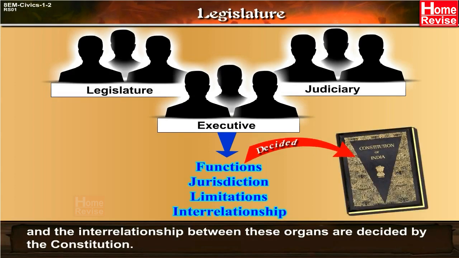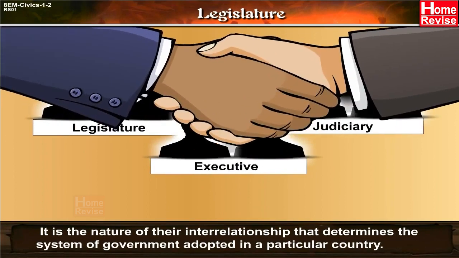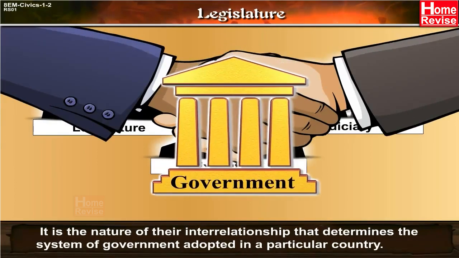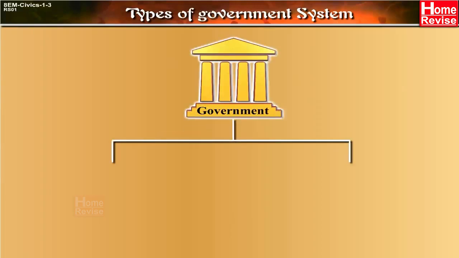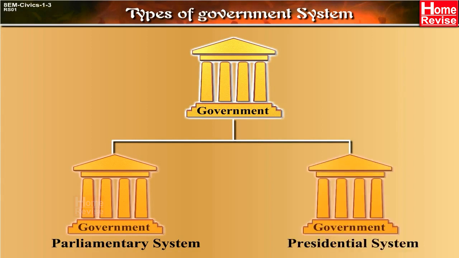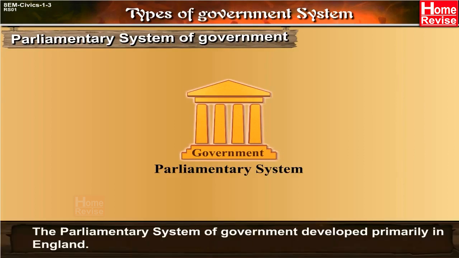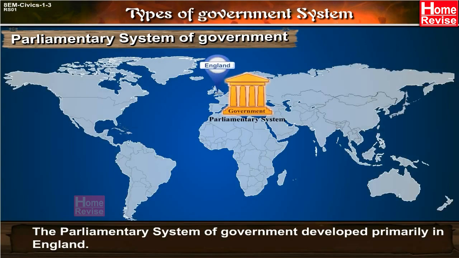by the Constitution. It is the nature of their interrelationship that determines the system of government adopted in a particular country. There are two main types of government systems that are followed. 1. Parliamentary system. 2. Presidential system. Parliamentary system of government. The parliamentary system of government developed primarily in England.